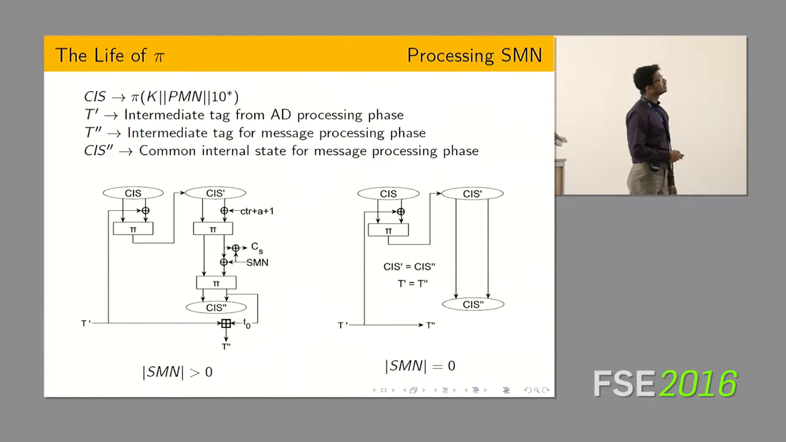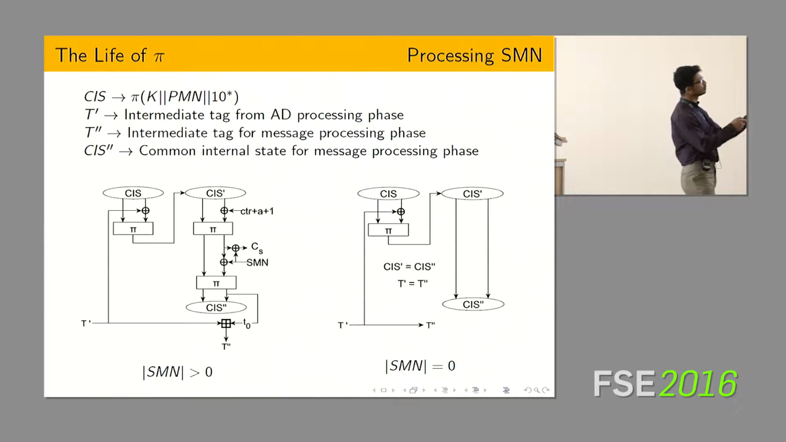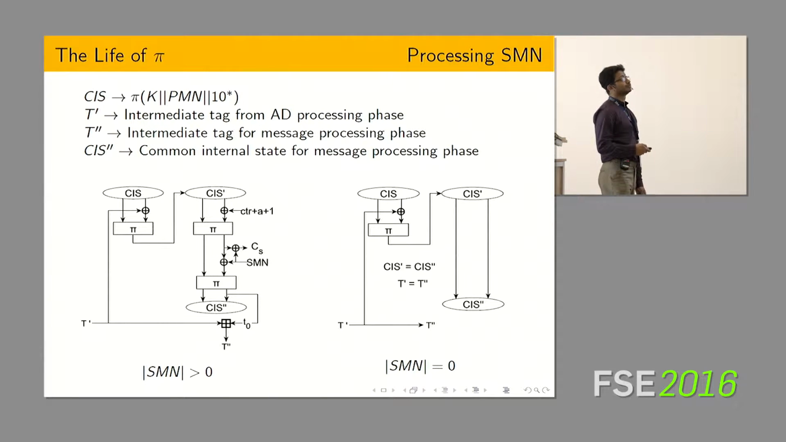As regards the case where there is no SMN, it just drops these 2 calls. To keep things simple, and keeping the naming convention the same, we just continue using CIS double prime again, so this relation holds. So this is what it does where there is no SMN, as regards this work.